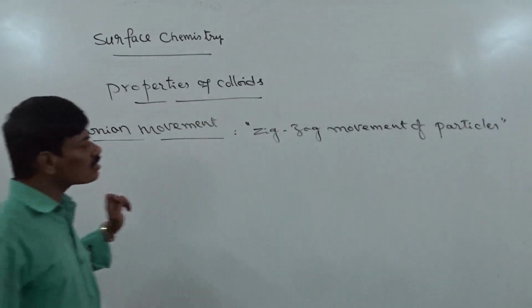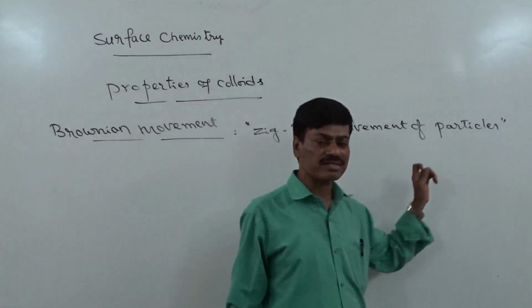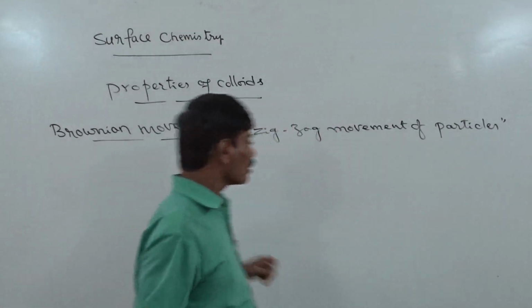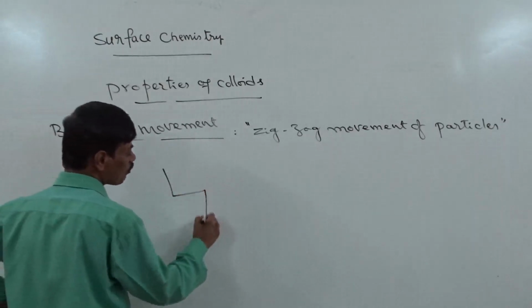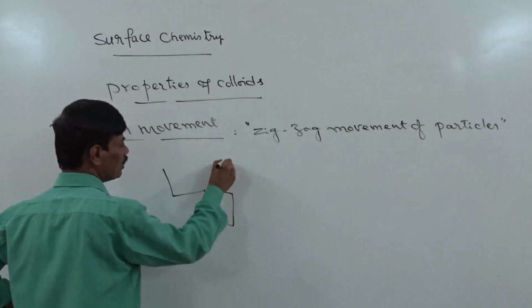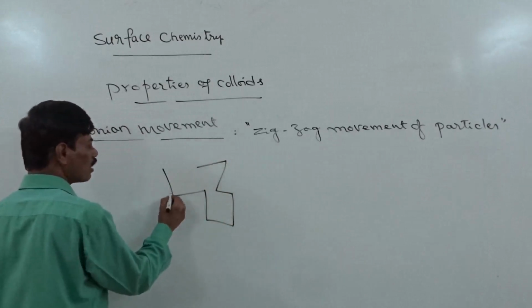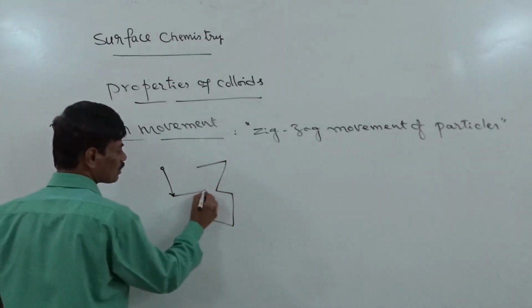Here particles always refers to that of the dispersed phase of the colloid, not the dispersion medium. And it can be like this. Zigzag movement can be shown in any way. It will not have a particular direction, right?